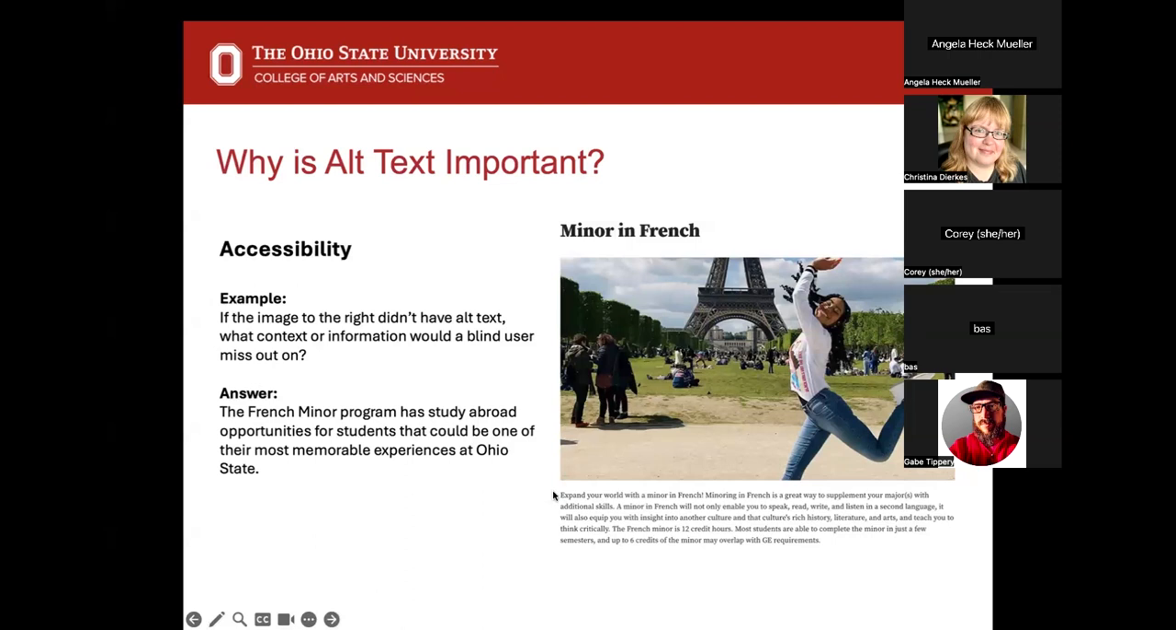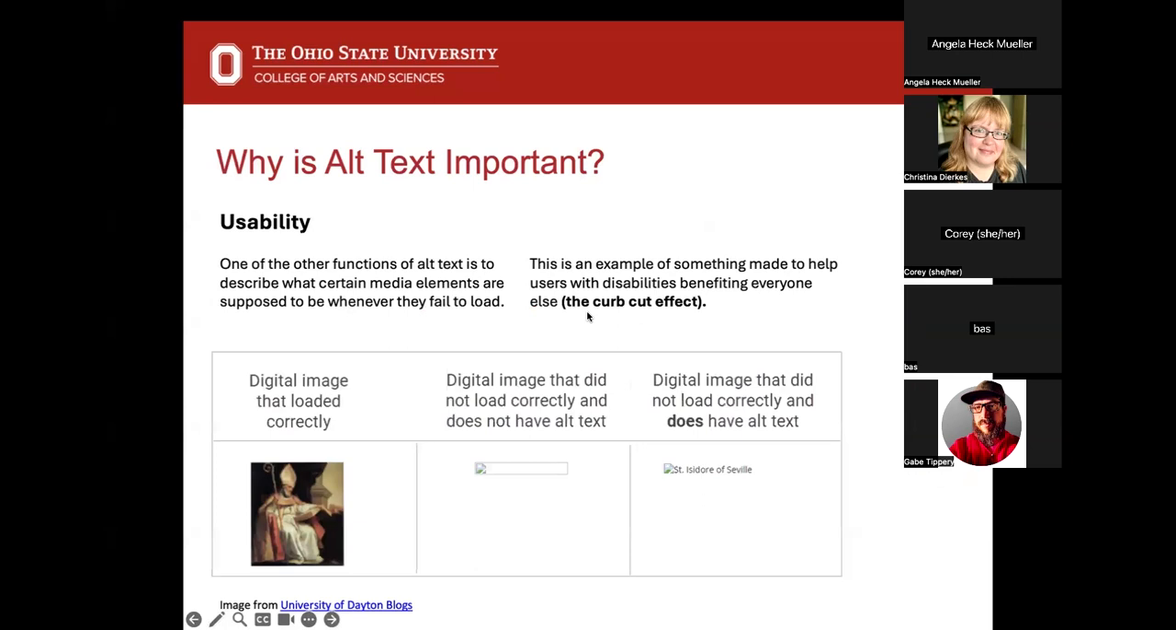But this is basically just trying to sell you on why you should minor in French. It's not really telling you anything else about this. So, like I said before, the actual minor French page has this information. But hypothetically, if this is all there was, and there was no alt text, that information would be inaccessible. So that's the accessibility reason behind alt text.